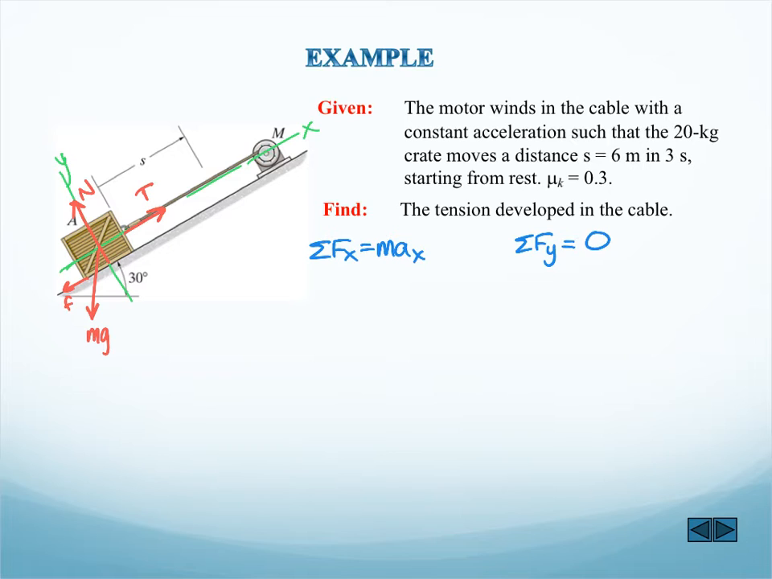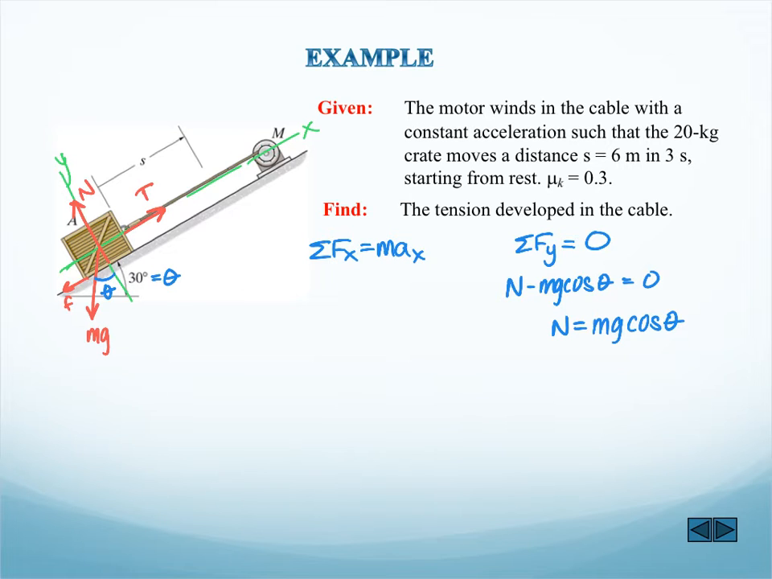And so in the y direction first, because it's always nice to figure out what the normal force is, we have normal minus mg cosine theta equals 0. So our normal is mg cosine theta. Remember that this angle is theta, which is the same as this angle. That's how it works for an inclined plane.